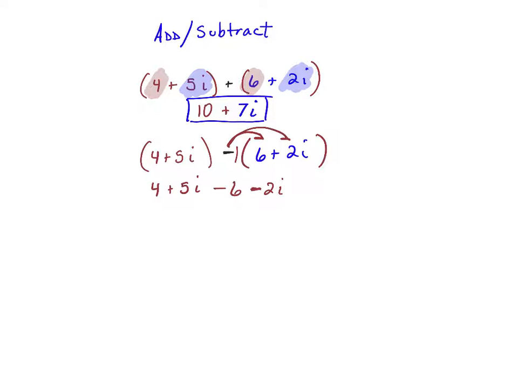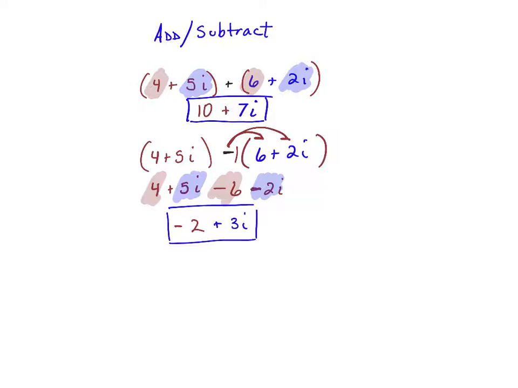And then I do what I did in the first problem. I add the real parts together. In this case, it's a 4 minus 6, so it's -2. And then I add the imaginary parts. So 5i, take away 2 i's, gives me a total of 3 i's. And I stop right there. And I've added or subtracted, in this case, two complex numbers.